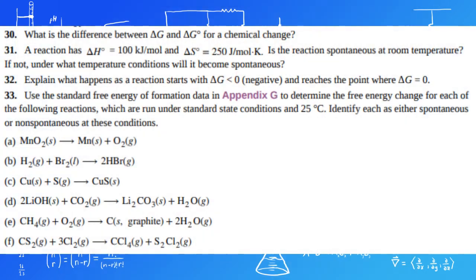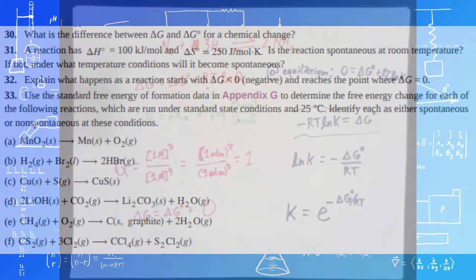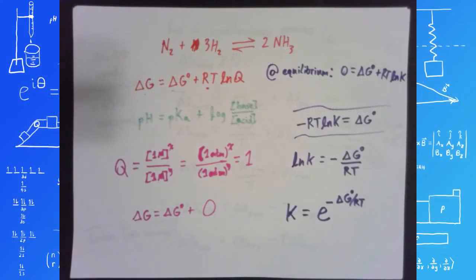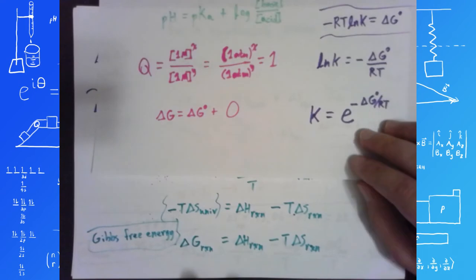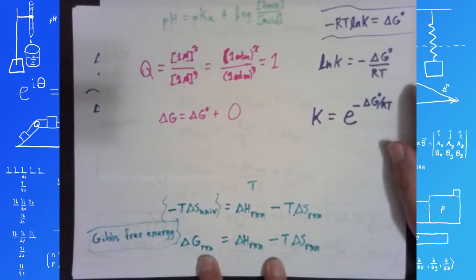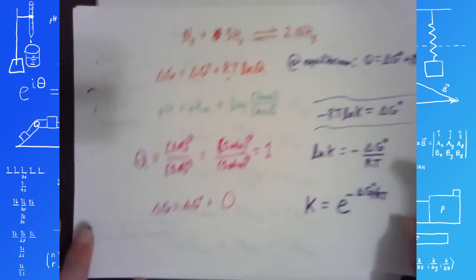Anyway, let's have a look at some of these problems. Get used to working with delta G and its relationship with K. And, oh, actually, there is one thing I almost forgot, before we do any problems. Let's go back to this equation. Delta G equals delta H minus T delta S.